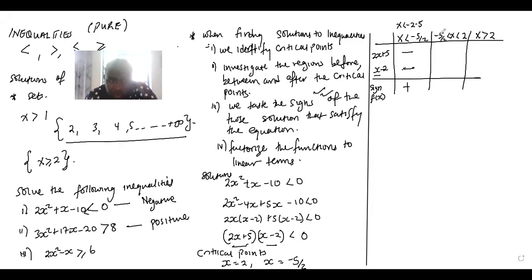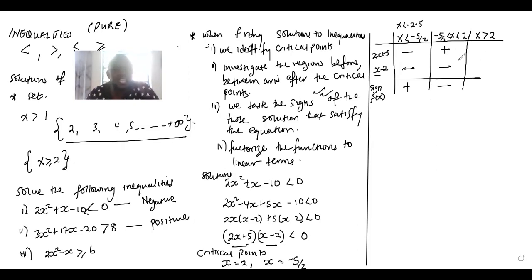Pick me a value between negative 2.5 and positive 2. The best value to pick there is what? 0 is the best because it is between a negative and a positive. But okay, let me take 1. If I take 1, 1 plus 1 times 2 is 2 plus 5 is 7. 7 is positive. We agree? Come down here. When you pick 1, you'll get positive 1 minus 2, which will give us a what? A negative. Do we agree? Positive times negative, the answer is always what? Negative.